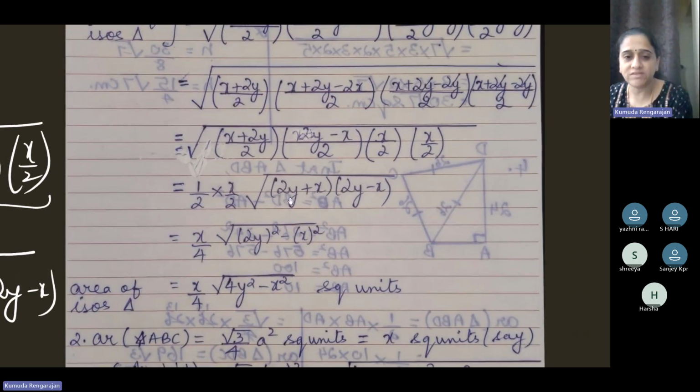So that can be treated as a plus b into a minus b, which is a squared minus b squared. So it's 4y squared minus x squared. And here, when you multiply 1 into x, it is x by 4. So the area of the isosceles triangle is x by 4 into the square root of 4y squared minus x squared.